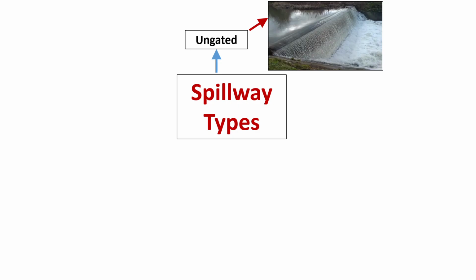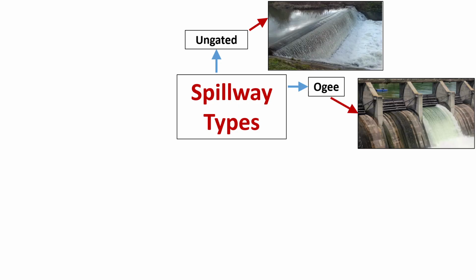First is ungated spillway. As you can see in the picture, there are no gates and water is passing over the entire length of the dam. This type is common for small dams where flood is less. Further, where the dam is in very remote areas, provision of gates and their operation is difficult. For small discharges and without much operation, ungated spillways are useful.